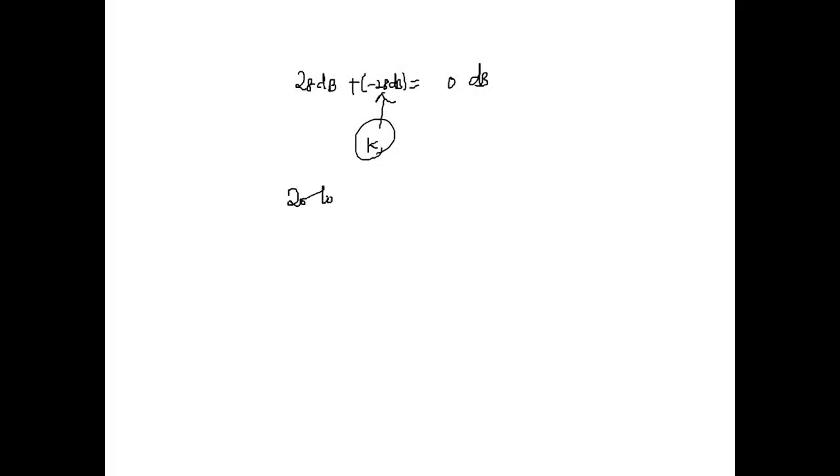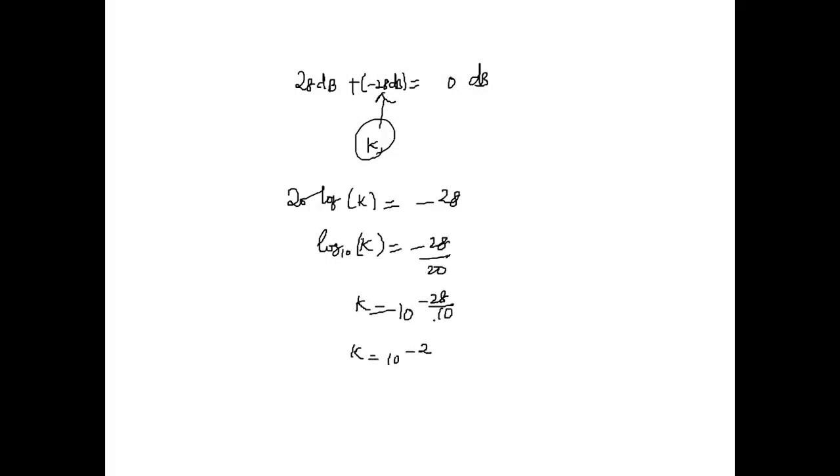That is 20 log k equal to minus 28, that is log k equal to minus 28 divided by 20, log to the base 10. So k equals the anti-logarithm, 10 power minus 28 divided by 20. So the value is somewhat 0.03. Like that you'll be getting. So now k equal to 0.03, which is lesser than 1.